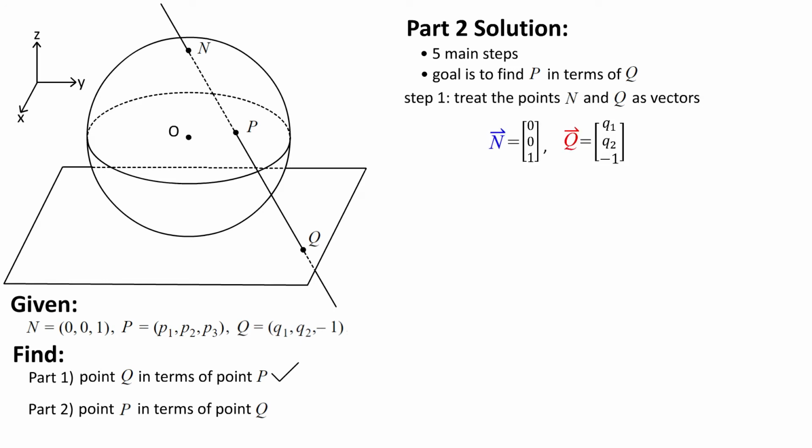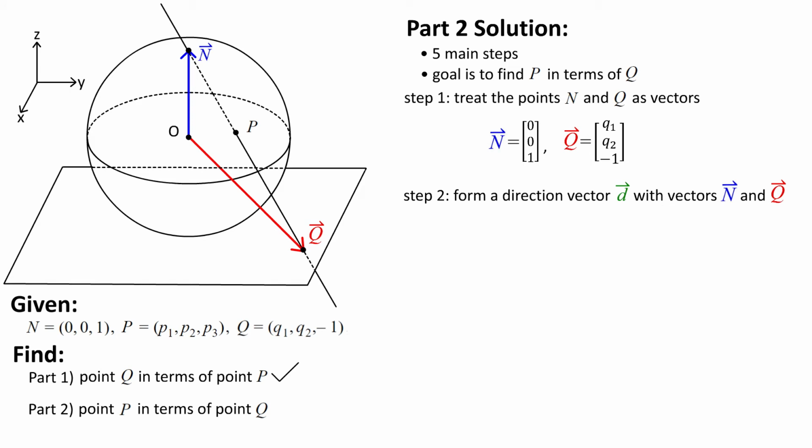Step 1 will be to treat the points n and q now as vectors n and q. Here they are on the diagram. Step 2. Form a direction vector d with vectors n and q. This time, it must be between vectors n and q, not n and p, because we need p in terms of q. Let's now ask ourselves, what must we add to vector n to equal vector q? Well, it turns out we must add vectors q minus n to get to vector q. Now, we're going to let vector d equal this difference between these two vectors.